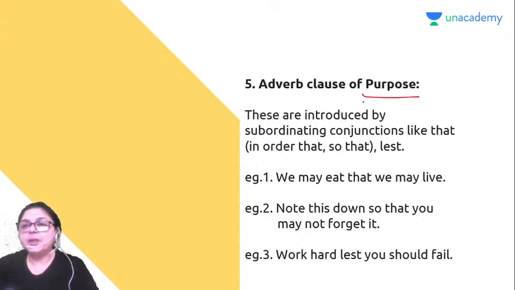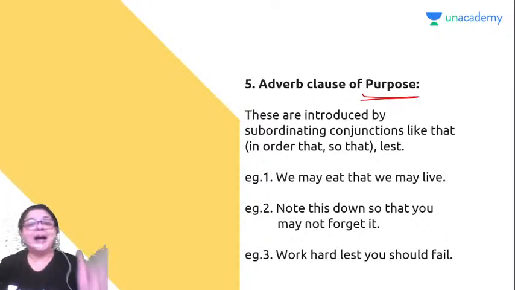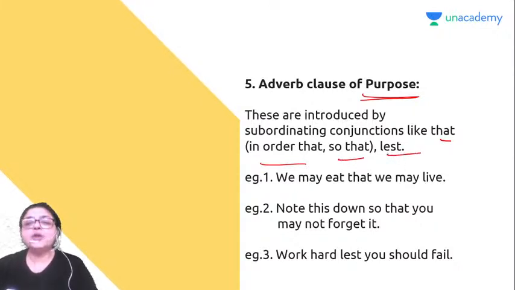My purpose for doing this. These are introduced by subordinating conjunctions like that. So how am I going to use that over here? I'm going to put it in order that, or I can use so that. And one more is going to be lest. You are not going to pass lest you work hard. Okay. Now, let us see the examples over here.